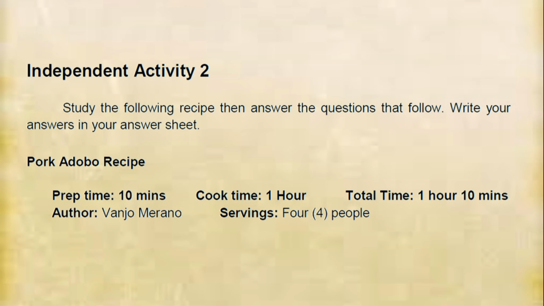Study the following recipe, then answer the questions that follow. Write your answers in your answer sheet. Pork adobo recipe. Preparation time, 10 minutes. Cook time, 1 hour. Total time, 1 hour 10 minutes. Author, Vanjo Marano. Servings, 4 people.